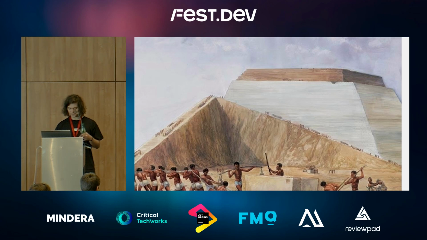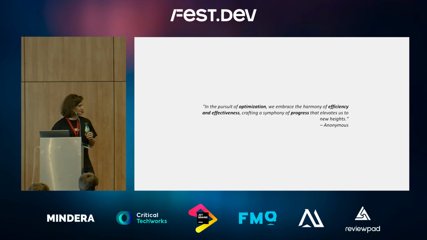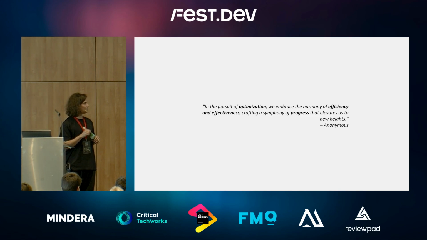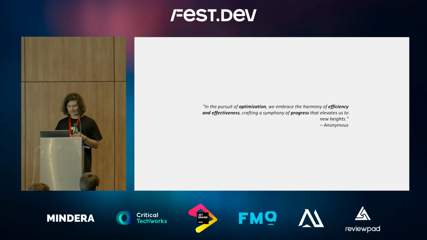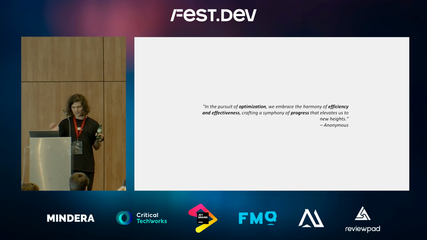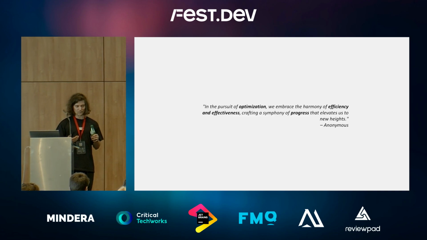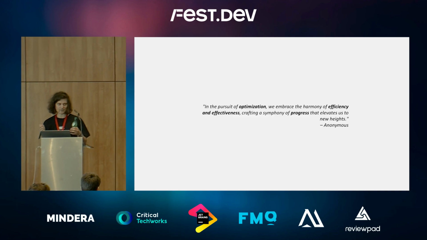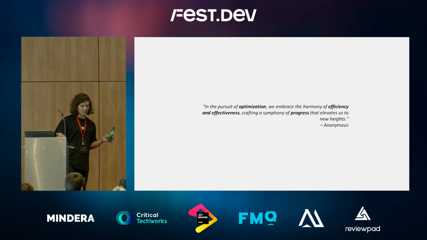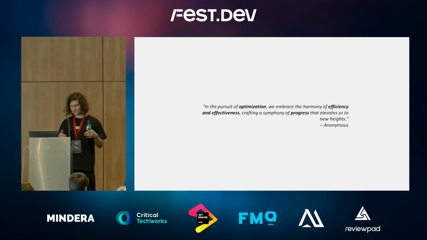I don't know, 2,000-3,000 years ago, and let's go with some cool quotes that I just found. In pursuit of optimization, we embrace the harmony of efficiency and effectiveness, crafting a symphony of progress that elevates us to new heights. So basically, what I wanted to show you is that we're always trying to improve. We're improving our workflow, we're improving the development process, and as developers, we're also trying to improve something that we are working on.